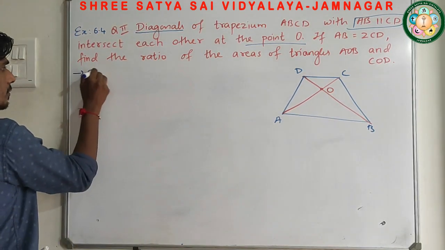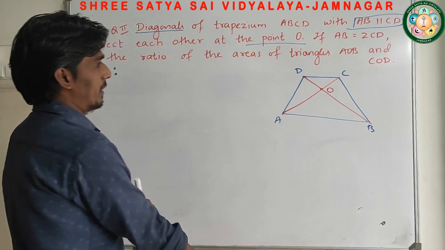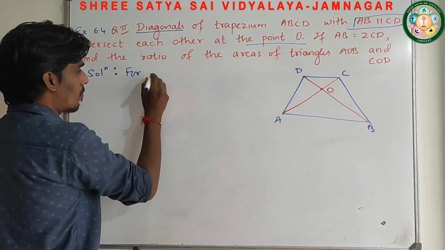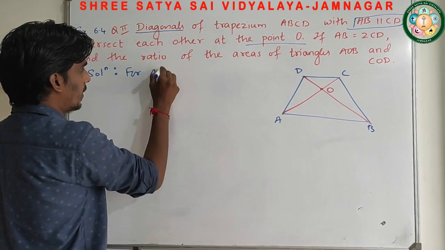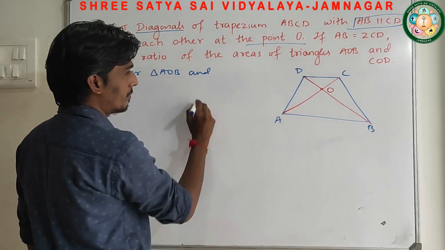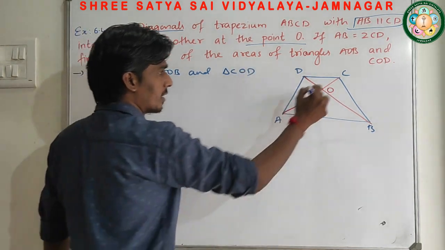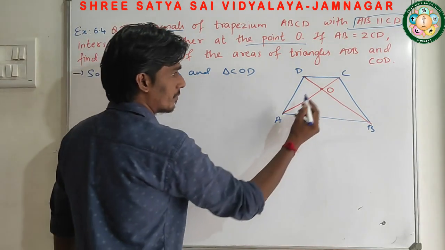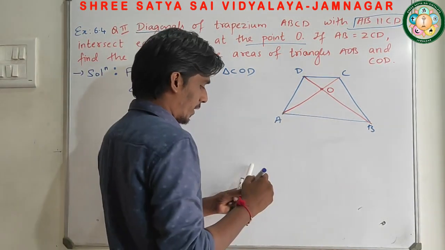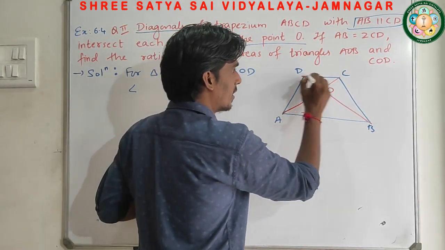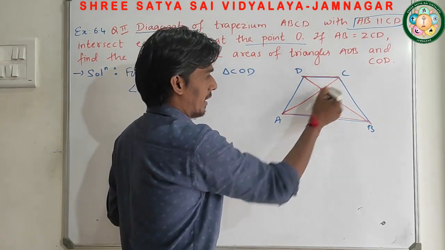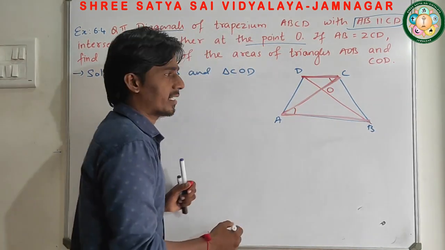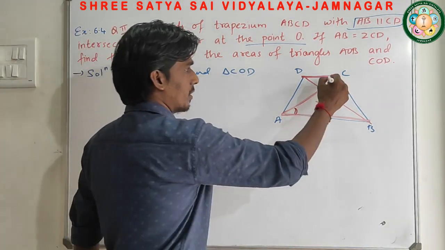Let's start with the solution. First of all, I can say that for triangle AOB and triangle COD, angle OAB, if you look at this, as it's already a trapezium, CD is parallel to AB, it's given, then AC is the transversal, then these two angles forming a Z here, this pair of angles are what? Alternate angles. This one and this one.